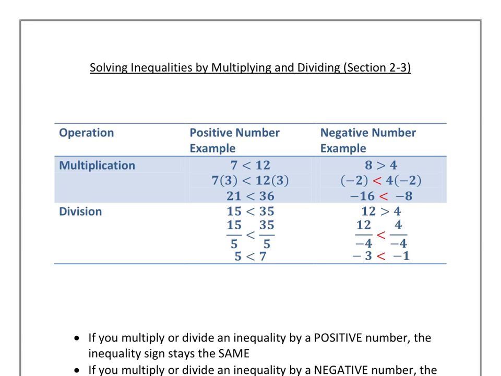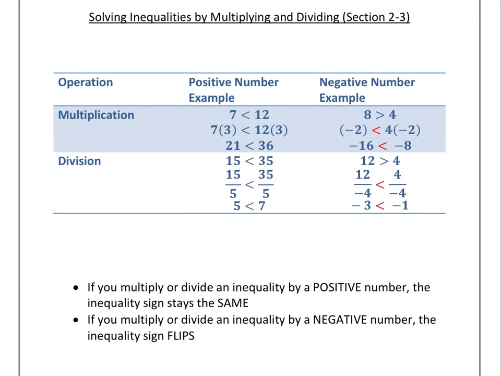So section 2-3 discusses solving inequalities by multiplying and dividing. This first part right here is really explaining why we're going to do what we're going to do in a minute. If we take an inequality, 7 is less than 12, and that's a true inequality.